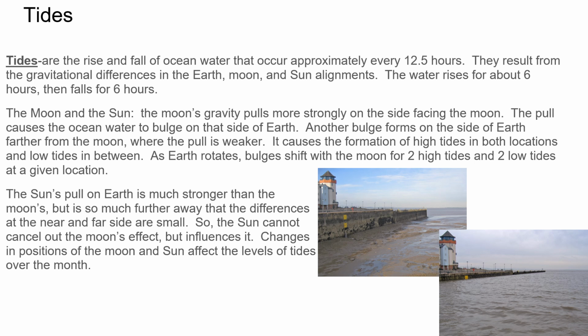The sun's pull on Earth is much stronger than the moon's, but it is so much further away that the differences at the near and far side are small. So the sun cannot cancel out the moon's effect, but it does influence it. Changes in the positions of the moon and sun affect the level of tides over the month.